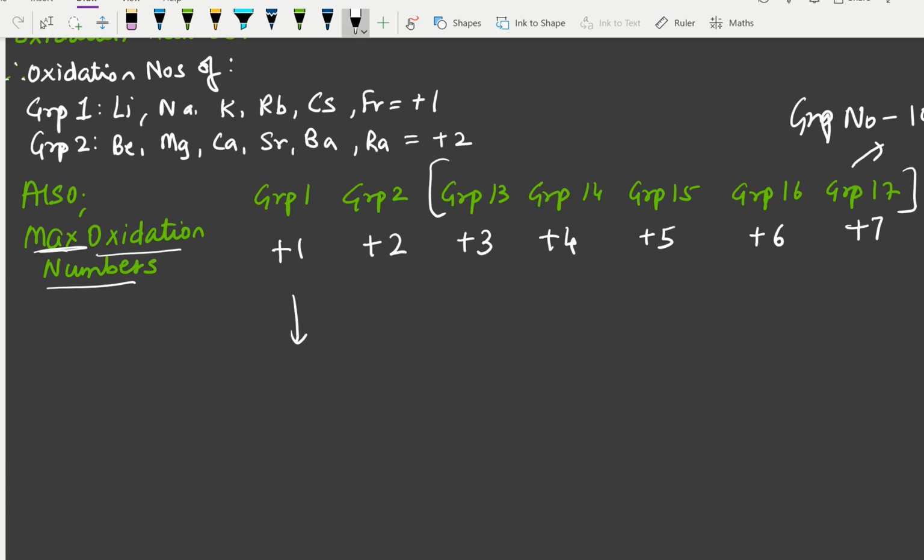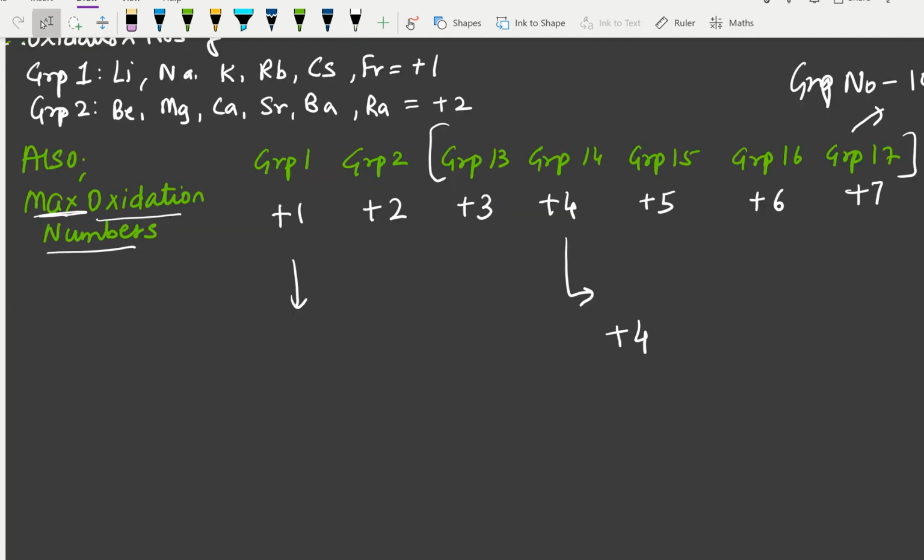Now look at group 14. Here it is said that the group 14 elements can have a maximum oxidation number of plus 4. Now can you think of an element which is present in group 14, which is very common in your reactions? Just think.